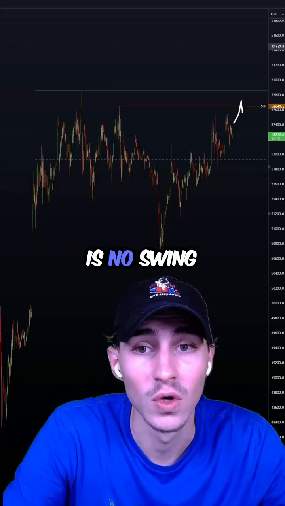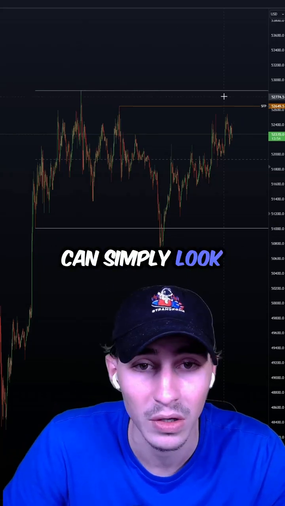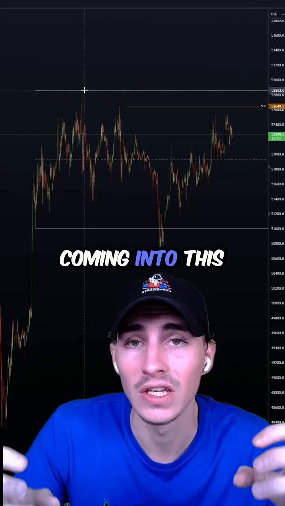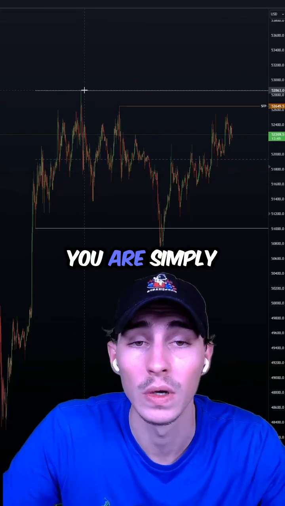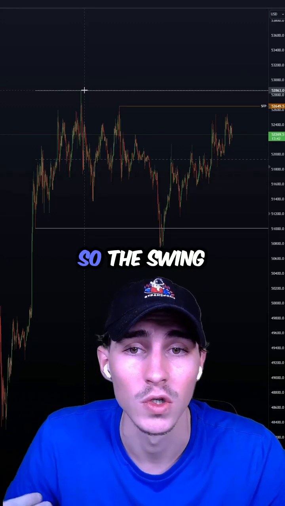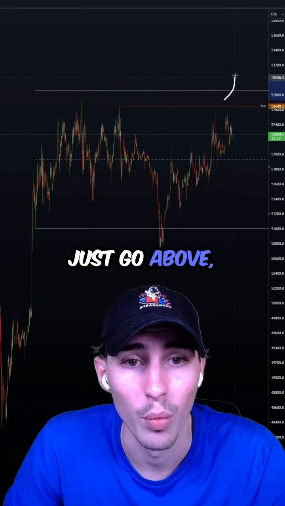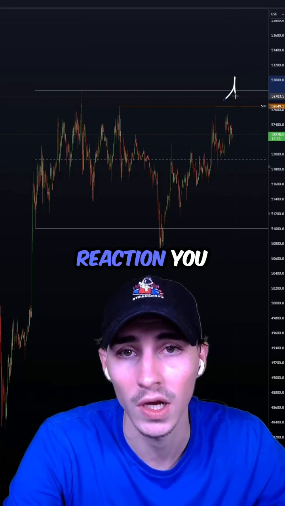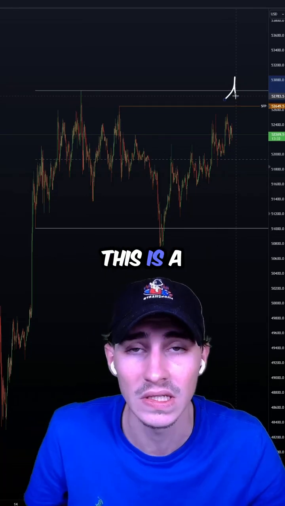If now there is no swing failure pattern, we can simply look for the range top plus a swing failure pattern of the previous high. When you are coming into this range high or the range low, you're simply going to look for another swing failure pattern or a failed auction. So for the swing failure pattern, you just go above, come back down directly, close below the previous high, and you get the good short reaction you want to get on the order flow. This is a swing failure pattern.